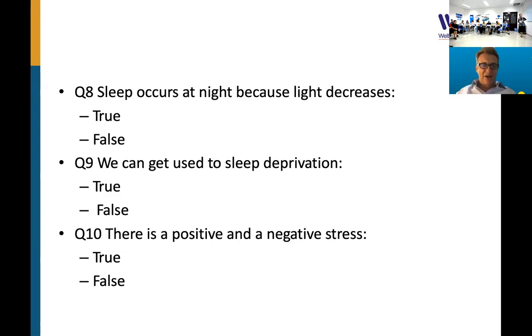Okay, and the final statement: there is a positive and a negative stress. Positive and negative stress. Yes. Căng thẳng cũng có điểm mạnh và điểm yếu của nó. Đúng hay sai?